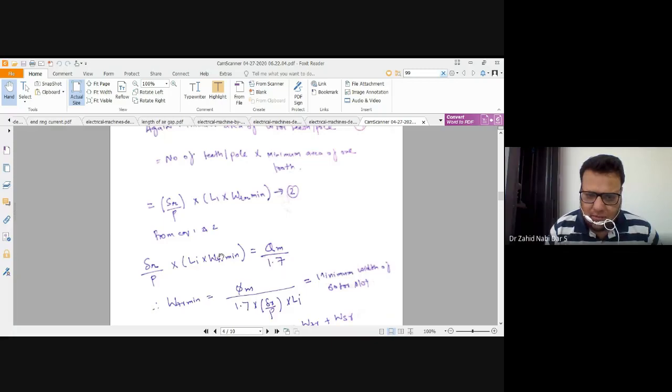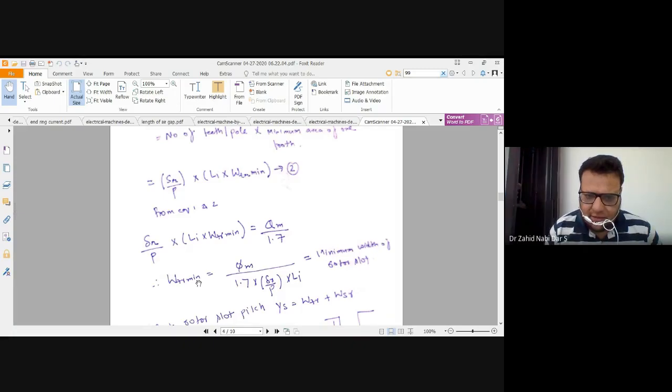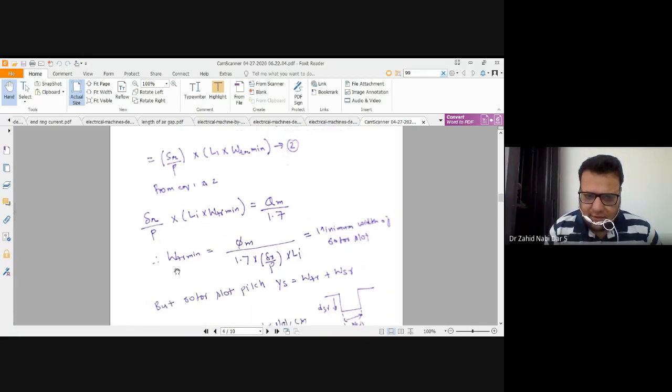So now you want the minimum width, WTR minimum. So this WTR minimum will remain here. Phi max by 1.7 is here. This del R by P will go in the denominator. This Li will go in the denominator. So you arrive at this WTR minimum. It happens to be phi max divided by 1.7 into del R by P. This is your current density del R, and this is your average maximum flux. Your Li is the length. So minimum width of rotor slot is given like this.